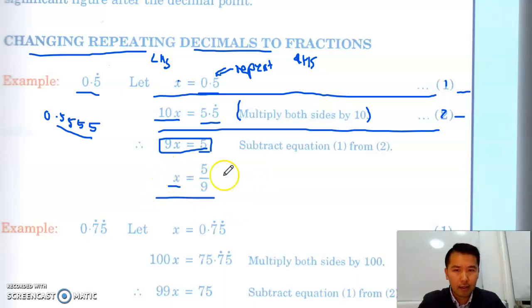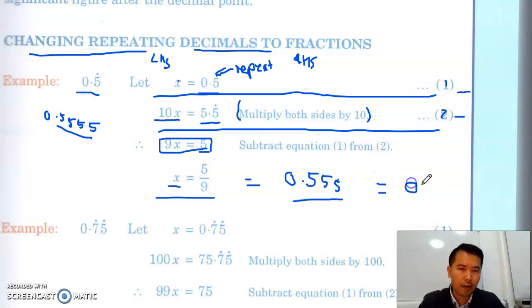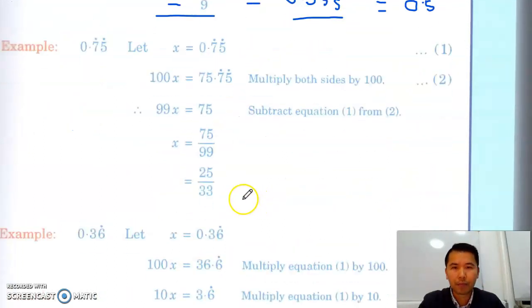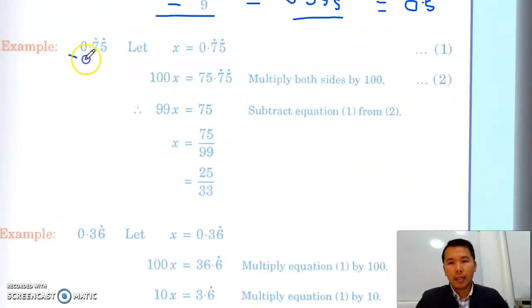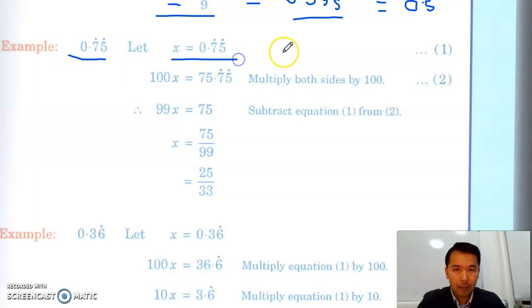You get 5 divided by 9, you get 0.555, and that is another way of writing 0.5 repeating. And that dot represents repeating. In this case, you have 2 repeating numbers. It means 0.75, 75. These are repeating numbers.